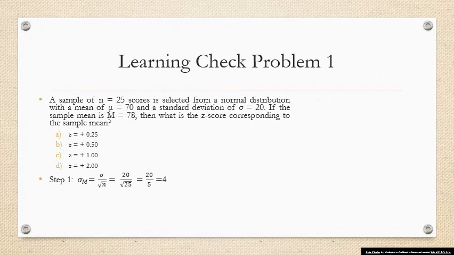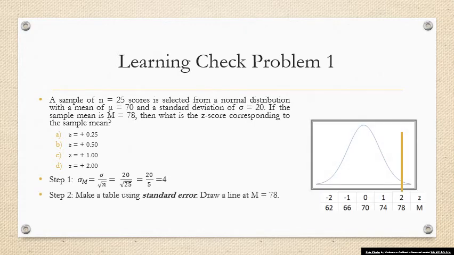Step 1, going to find your standard error. I found 4. Step 2, you're going to make a table using the standard error. You're going to draw a line at M equals 78. From the table, you can tell that z is equal to 2. And we can verify that using the z equation. We still get 2. So your answer would be D.